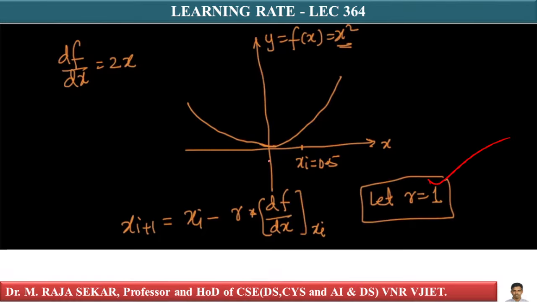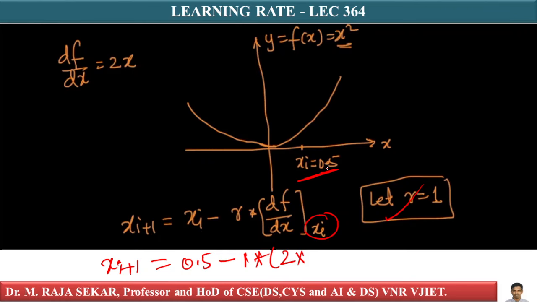Now let's assume we kept r constant. Let me assume r equals 1. What happens to my x_{i+1}? Here x_i is 0.5. Therefore, x_{i+1} equals x_i, which is 0.5, minus r, which is 1, as we assume, times df/dx, which is 2x at x_i, that is 2 times 0.5. So 0.5 minus 2 into 1 into 2 into 0.5, which is 1. 0.5 minus 1 means I will get minus 0.5.